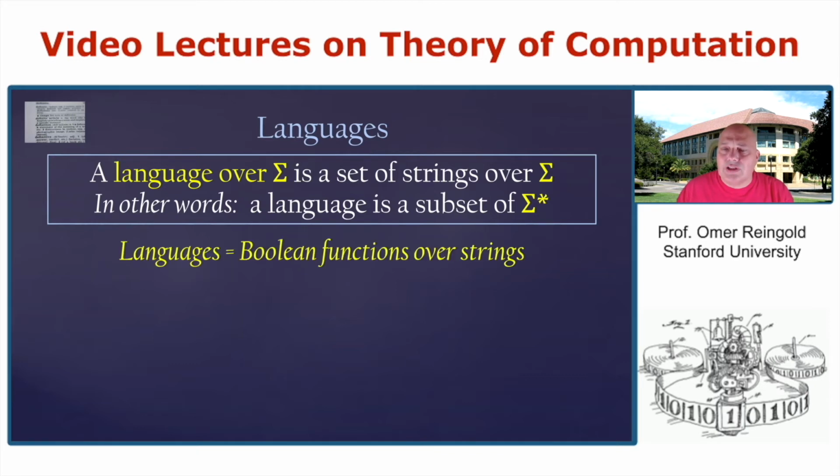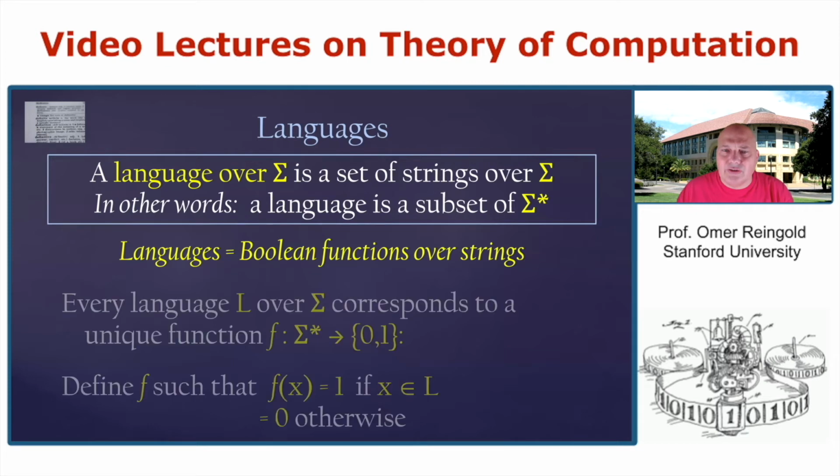And languages can also be viewed as Boolean functions over strings. This is just an equivalent representation. So the function that corresponds to a language L is the function f, such that f of x is 1 if and only if x is in L. Otherwise, it is 0. So this is just a relation between functions and subsets. So this is the indicator function of this language.